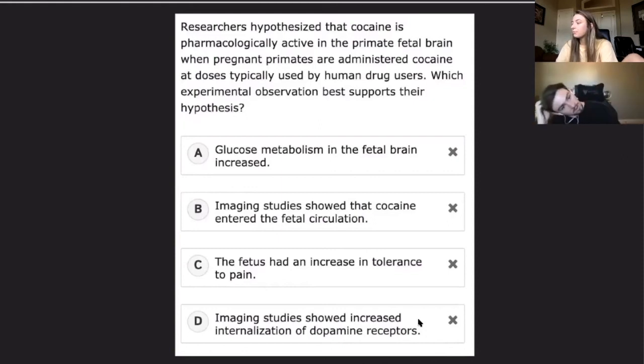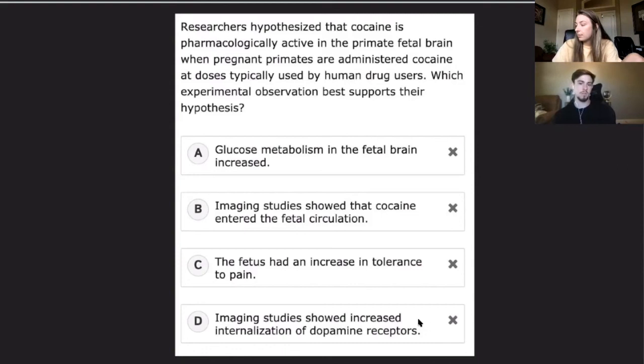All right. So these researchers think that cocaine is pharmacologically active. They think cocaine is being used in this fetal primate brain when pregnant primates are given cocaine. Which one of these answer choices is going to display that? Which one of these answer choices looks like there's cocaine in these fetuses' brains? That's about as simple as I'm going to get it because I only got a minute to answer the question.